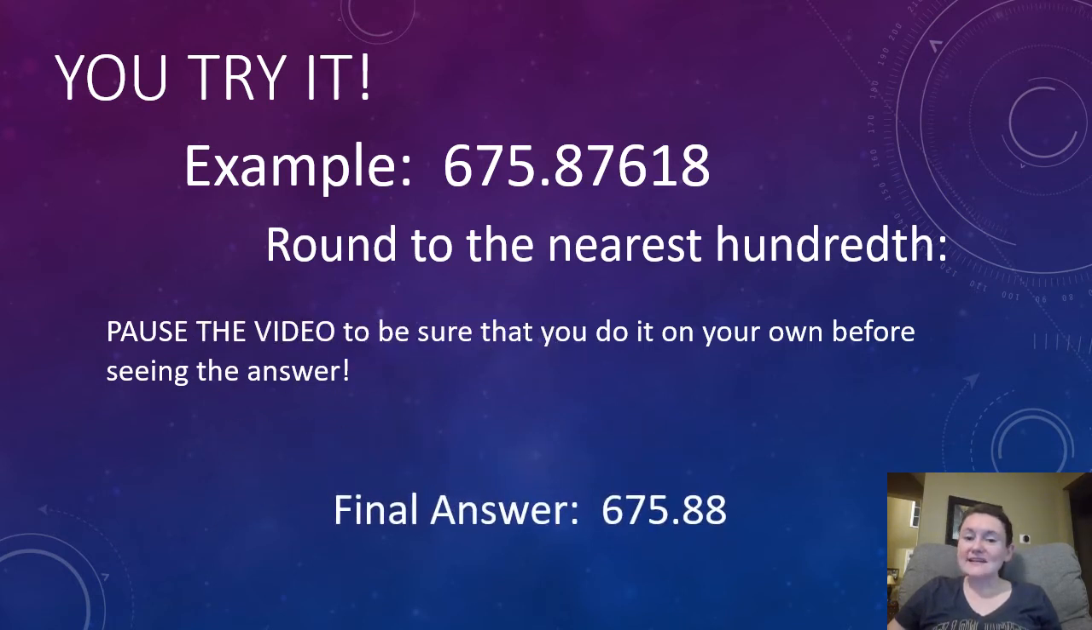You should get 675.88. The 7 rounds up to an 8 because the number after the 7 is a 6, which is 5 or bigger. So this 7 rounds up to an 8.